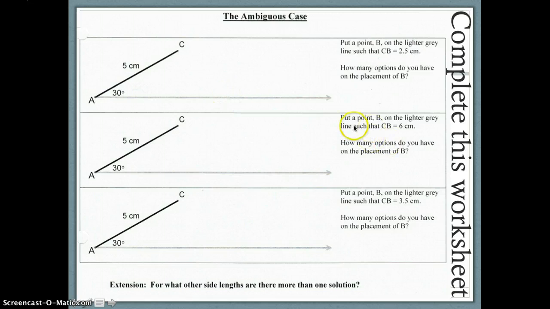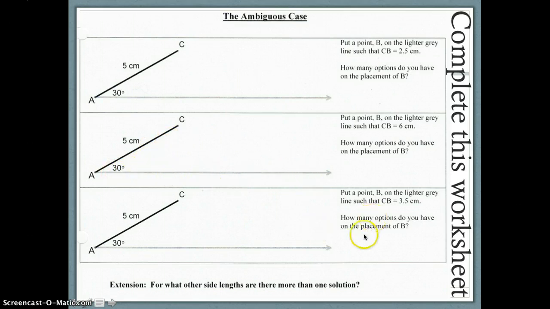On this one, you're going to do the exact same thing. So you're going to connect this point C to this gray line down here. But the line that you use to connect C and the gray line is going to be 6 centimeters long. So again, you're going to measure it out. And then again, you're going to ask how many options you have on the placement of B. So could you put that point B in 2 different places or 3 different places or 4 different places? How many different places could you put B that would make it work? Okay, so that would put that point somewhere on this gray line.